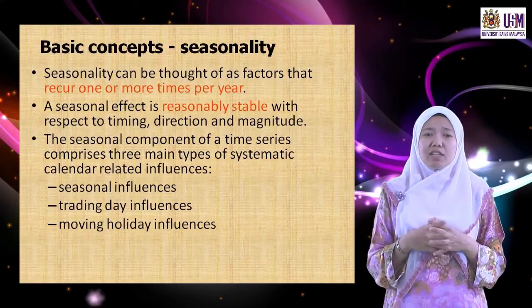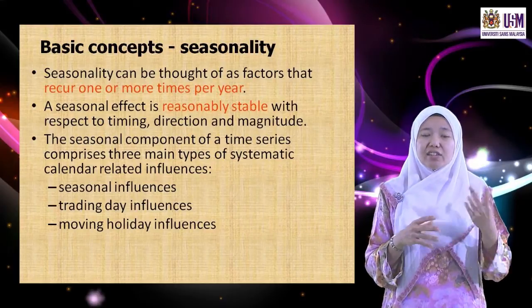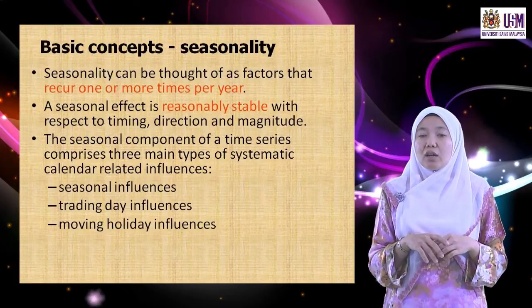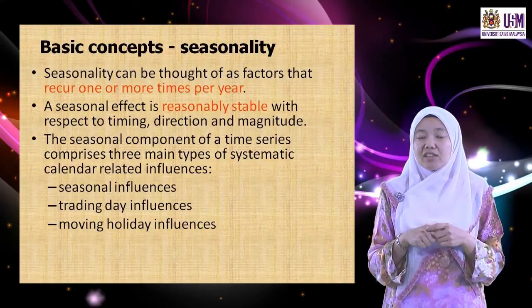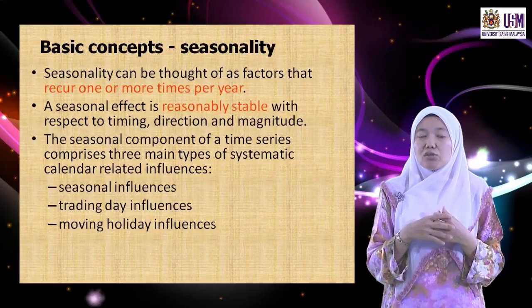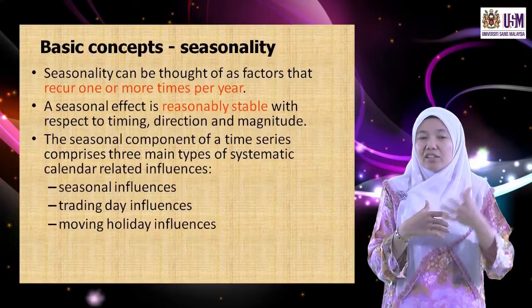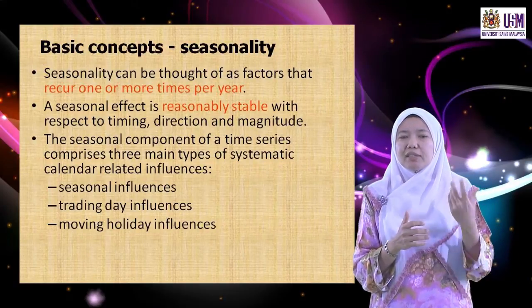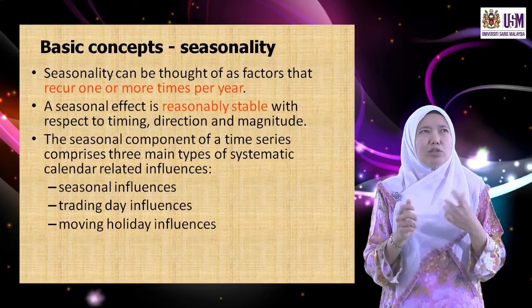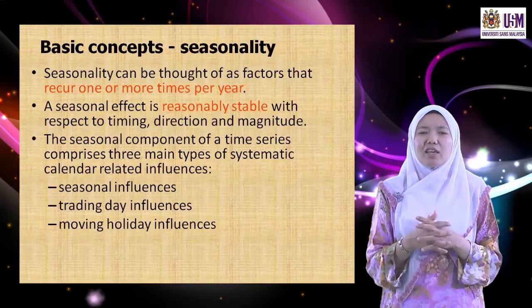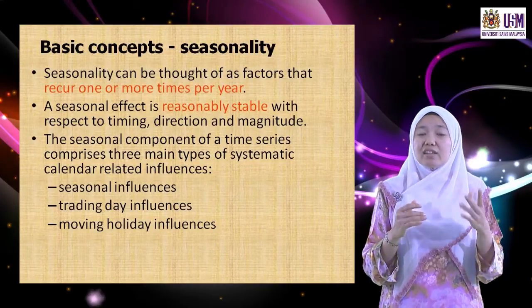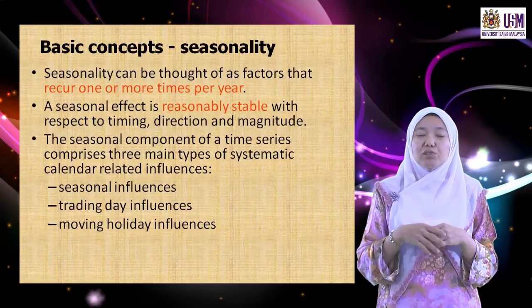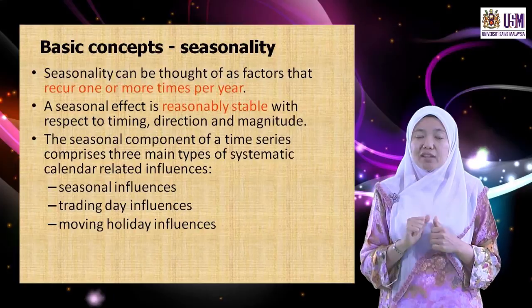The seasonal component of a time series comprises three main types of systematic calendar-related influences. It can be seasonal influences, it can be trading day influences. Trading day refers to stock market trading. Stock market traders basically work during office working days and office hours; they have starting hours and then they have the closing on specific days. So you have, for example, the effect of one particular influence, I can't remember specifically, but it's called black something. It happens, but that is not seasonal; that comes under random components. And then we also have the moving holiday influences. We'll discuss all of these in detail later when we look at the seasonal component in parts.